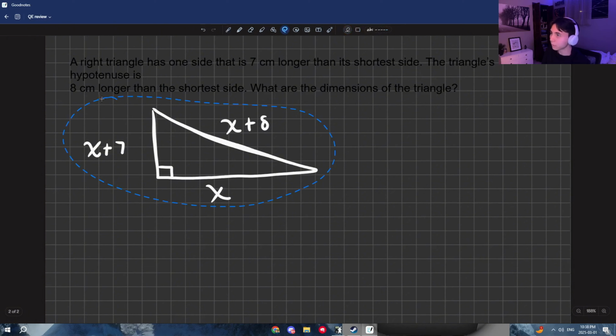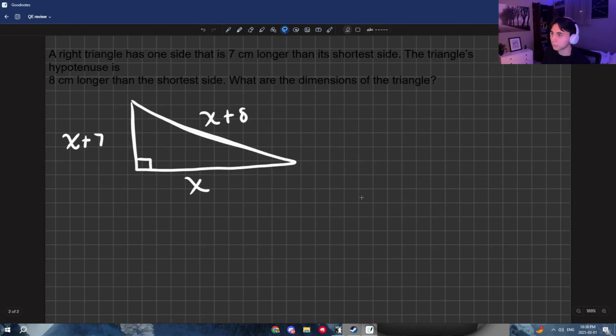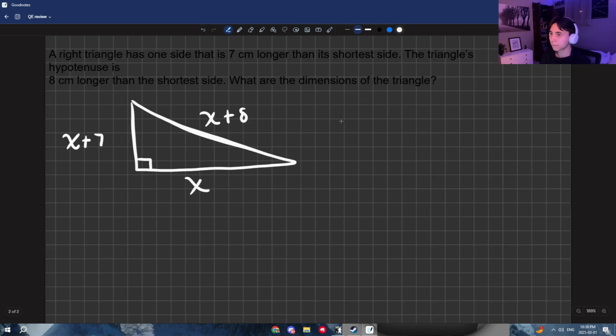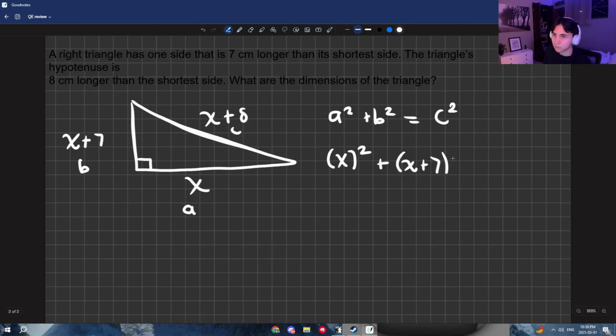So now that we've modeled our equation out, all we need to do is actually figure out how to do this. So as we know, the Pythagorean theorem states that a squared plus b squared is equal to c squared. So in this case, we have a, b, and c. So all we need to do is plug it into our formula. So we have x squared plus (x plus 7) squared is equal to (x plus 8) squared.